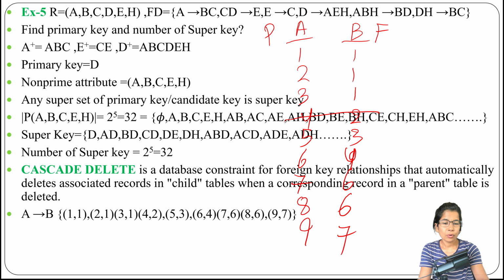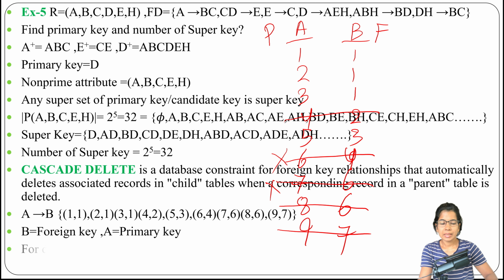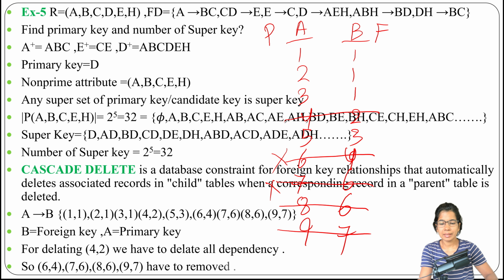As we are deleting 4 from A, there is no existence of 4 as a primary key, so 4 cannot be in a foreign key. We need to delete 6, 4. As we are deleting 6 now, we need to delete 7, 6 and 8, 6 as 6 is the foreign key. As we delete 7, we need to delete 9, 7. After deleting 4, 2, we need to delete 6, 4, 7, 6, 8, 6 and 9, 7 as these are dependent. So this is a cascading delete.